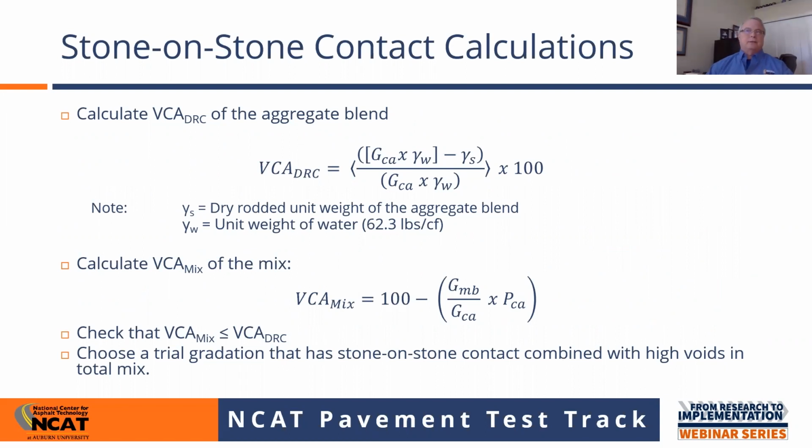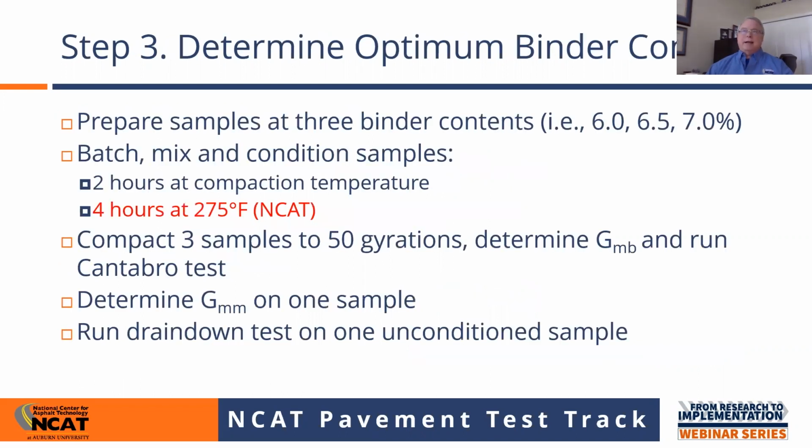Some of the other terms: the little gamma w is the unit weight of water. Gamma with a subscript s is the dry rodded unit weight of the aggregate. So you do these calculations, and if you find that the VCA of the mix is less than the VCA in a dry rodded condition, then you're good to go. And if you've tried two or three blends, you would ideally choose the blend that gave you the highest voids in those mixes.